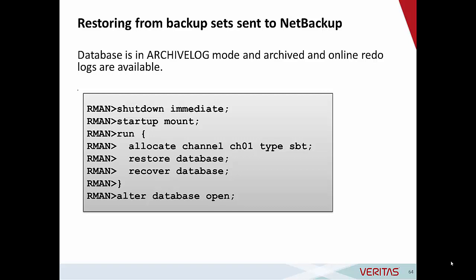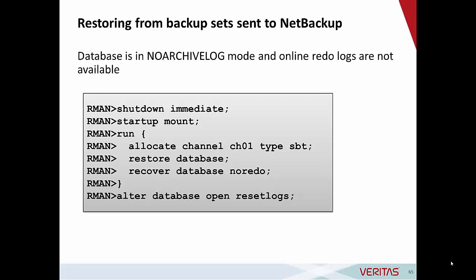Here's an example of the RMAN commands used in restore and recovery. The database is first shut down and then started again in the mount mode, which means that the database is online but files are not open. Next, the channel is opened to the SBT, the third-party media manager, i.e. NetBackup. The data files are restored, and then recovery takes place. Incremental backups, archived redo logs, and any available online redo logs are applied, after which the status of the database is changed to open.